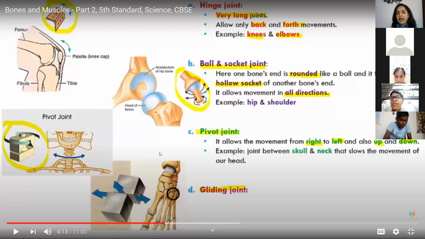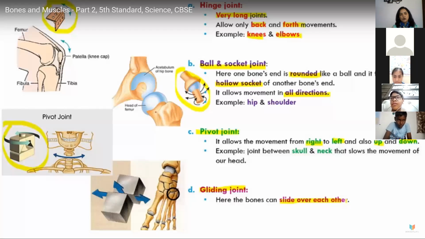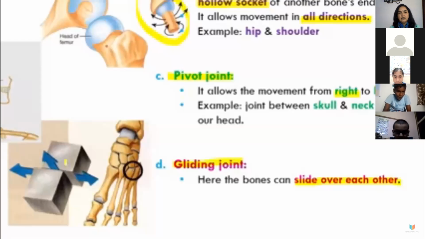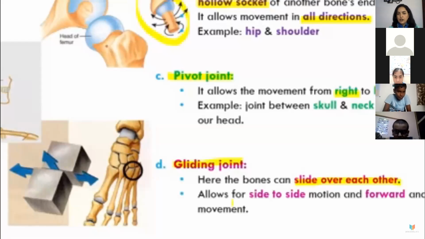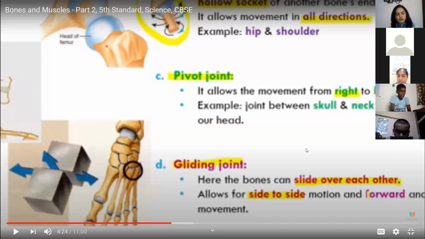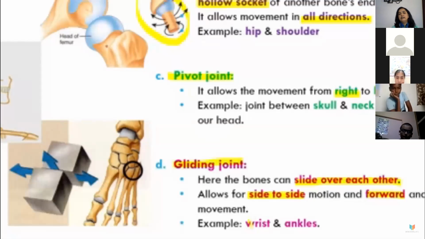At the end, we have the gliding joint. That is mostly what you can see in the wrist, okay? In the wrist of your hand and the ankles. Here the bones can slide over each other, allowing side to side motion and forward movement. So this joint is found between the vertebrae of the spine, allowing our body to bend sideways. That is the backbone. You can bend a little bit, and can bend back also and in the front also. So that is also side to side movement, forward and backward.